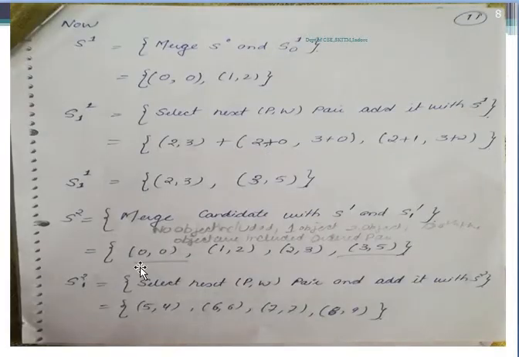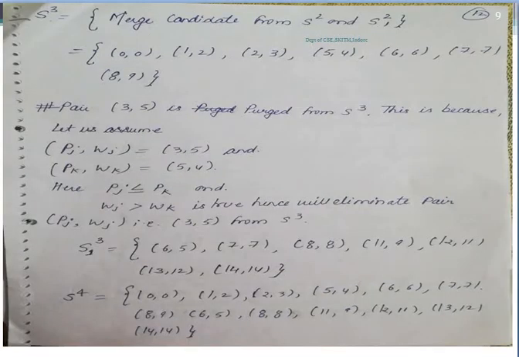So what we are getting: 5 comma 4, 5 plus 1 is 6, 2 plus 4 is 6, 5 plus 2 is 7, 3 plus 4 is 7, 3 plus 5 is 8, 5 plus 4 is 9. In the same way, we are merging from S2 and S2 1. So after merging, we got this following set pair.